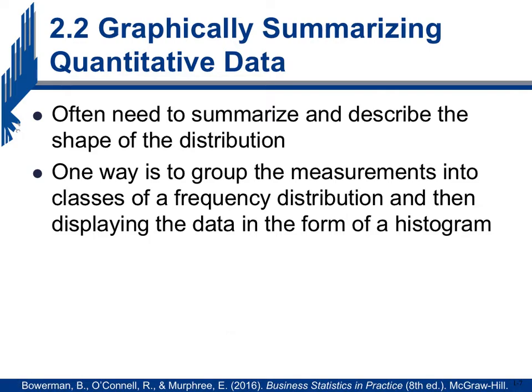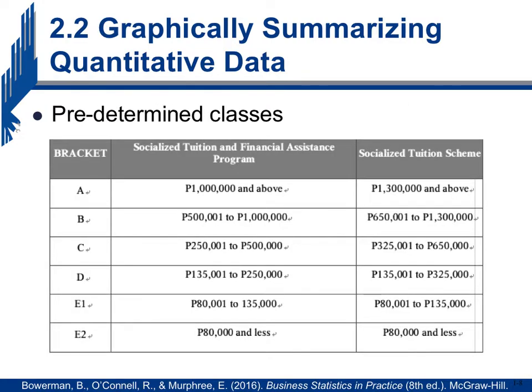Now, there are 2 ways for us to categorize or to form the intervals of the quantitative variable. First is through predetermined classes. So some quantitative variables have standard ways of being categorized, and we just have to cite what other studies have used in categorizing or making intervals for that quantitative variable.